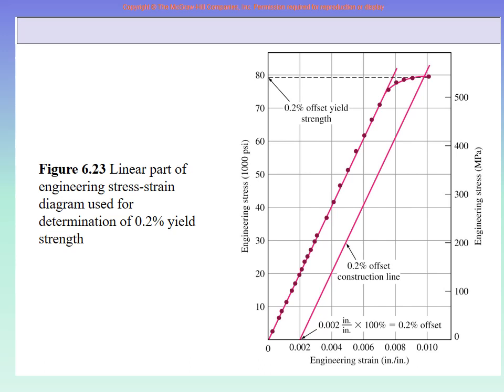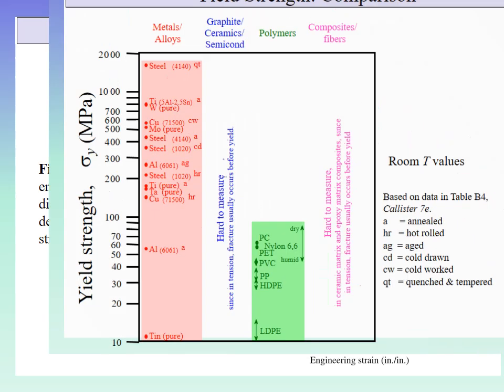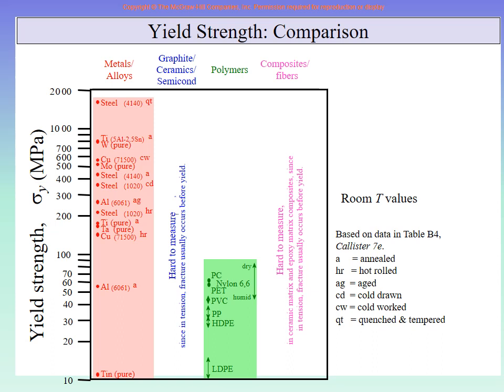Okay, so back to the stress strain diagram. We have already described it to you. So yield strength, again, as I showed you the previous chart, this chart is also from Callister. Callister is a very good book in this regard. So we have yield strength here. The unit is megapascal. Metals and alloys, ceramics, polymers, composites. Okay, this is the yield strength.